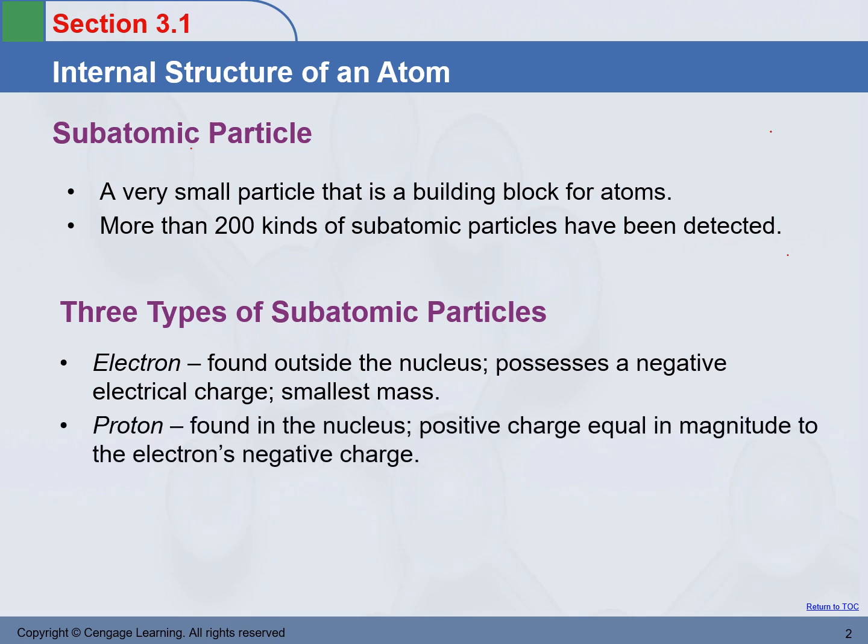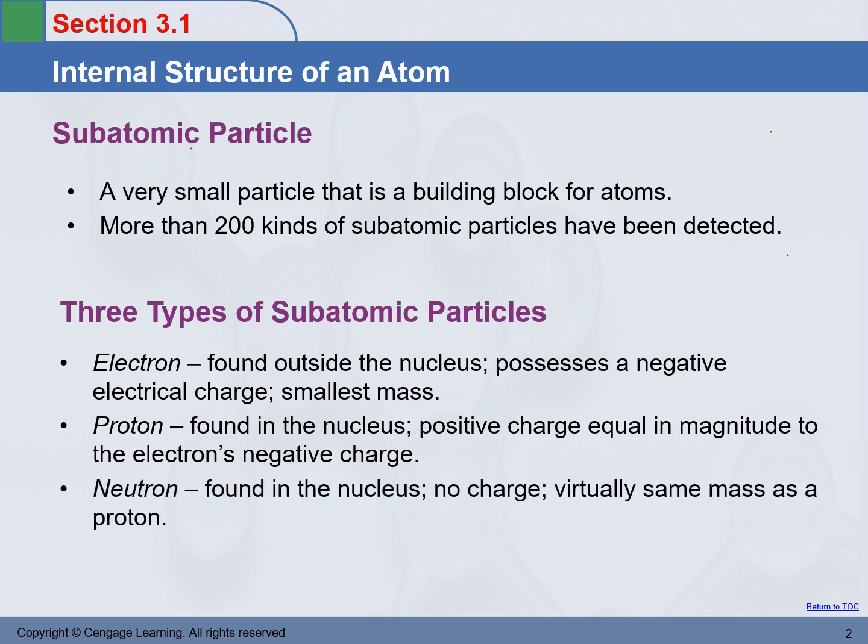Proton is found in the nucleus. Okay, now we introduced one particle that is in the nucleus. It is positively charged. The quantity of the charge of each proton is the same as the negative charge of the electron. So an electron and a proton carry about the same amount of charge, but opposite in sign. Neutron, also found in the nucleus, has no charge. Neutron has about the same mass as a proton.